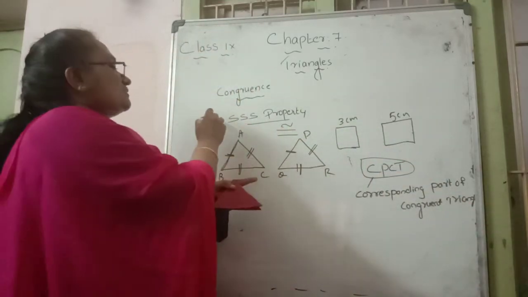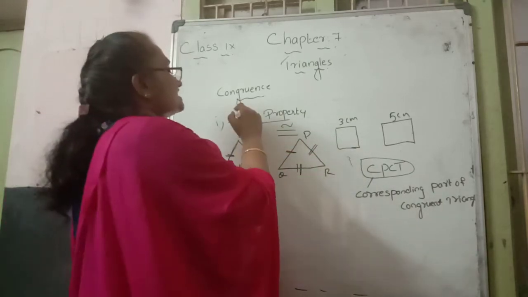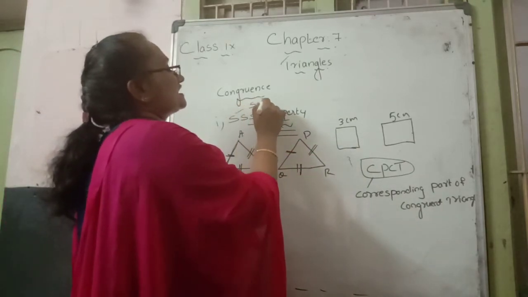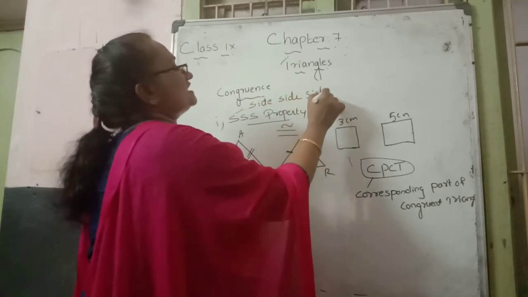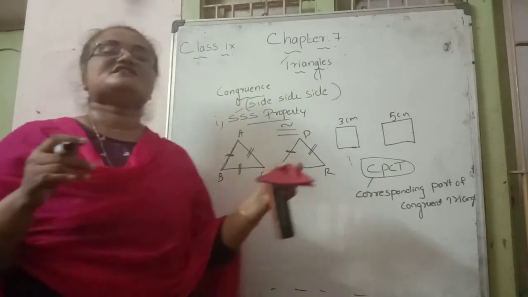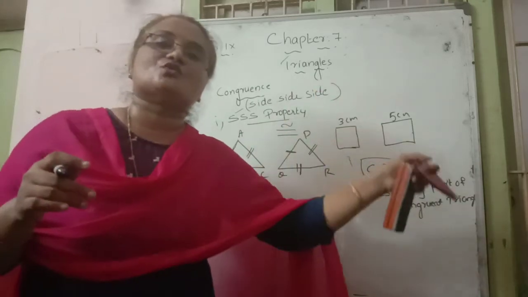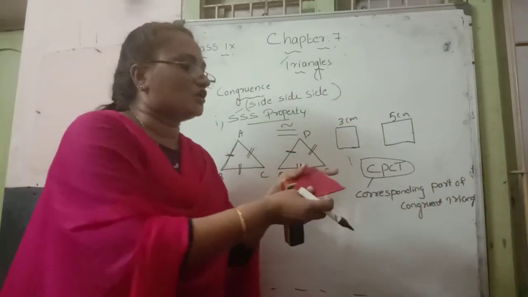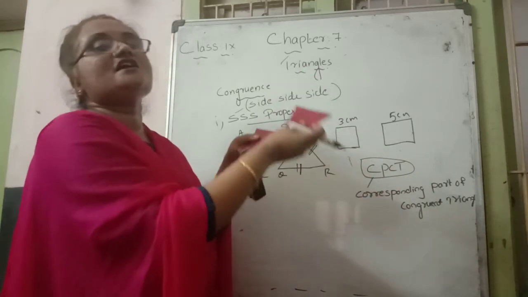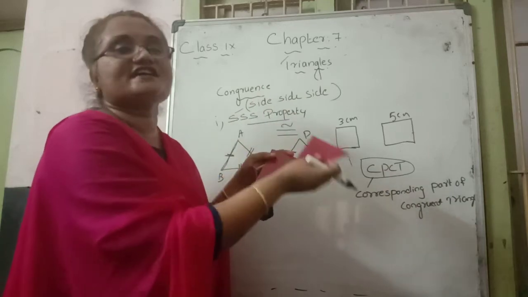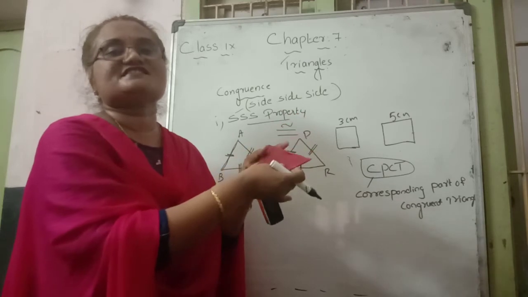Then what is the first property? The first property is the SSS property. In SSS, the 3 S's represent the side property. That means the 3 sides of the first triangle are congruent to the corresponding 3 sides of the second triangle. Then we can say these 2 triangles are congruent under which property? The SSS property. That is the meaning of the SSS property.